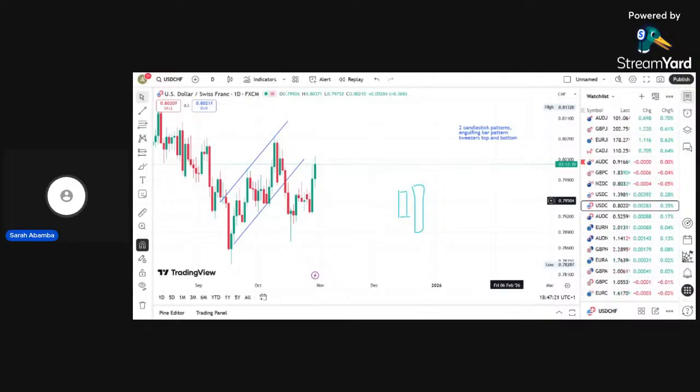It must be formed as a resistance. That is the first condition. Must be formed as a resistance. Two, the first candle must be a bullish candle this time. The first candle must be a bullish candle.